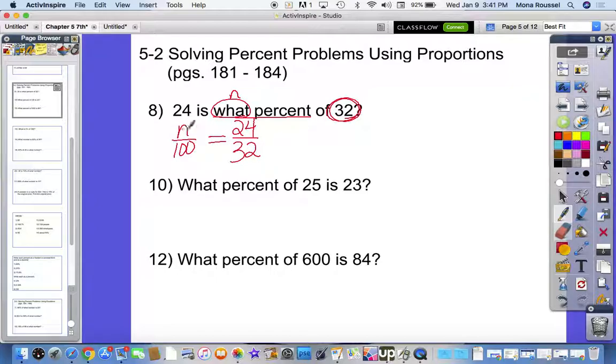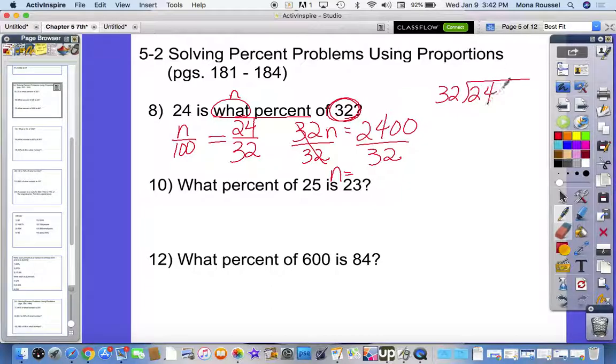Then we cross multiply. n times 32 is 32n. 24 times 100 is 2400. Then to solve this equation, we have to divide both sides by 32, so we can find out the value of n. So this is where we do our division and divide 32 into 2400. So n equals 75. That's the solution to this problem.